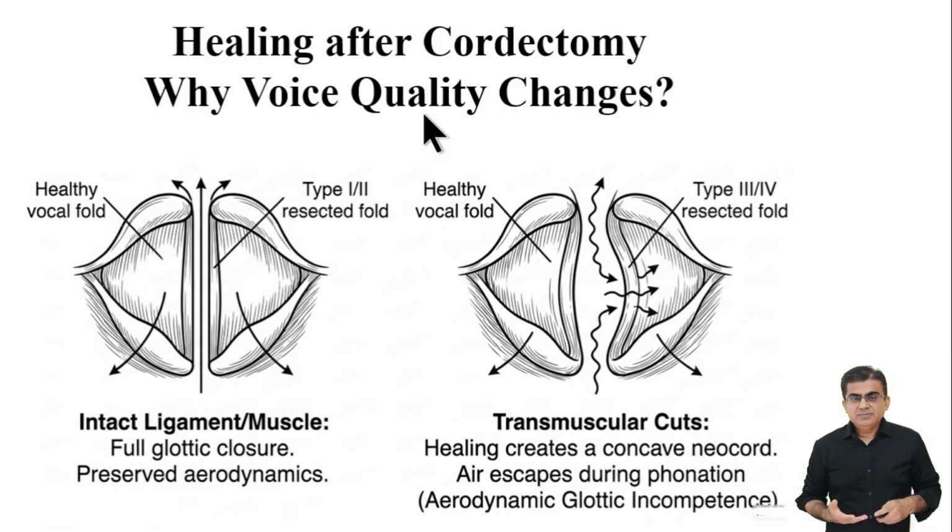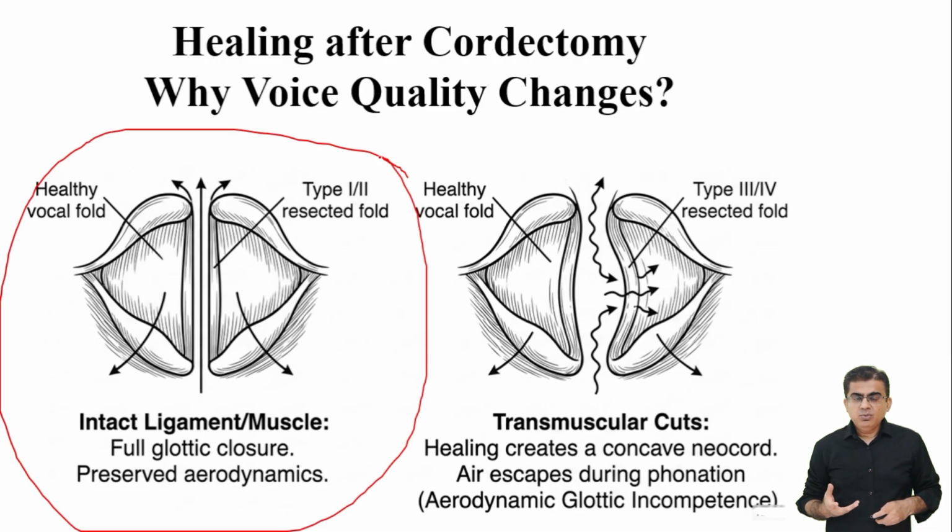Look at these two diagrams. They perfectly show how the healing occurs after our laser cuts. First, look at the diagram on the left side. This represents a patient who had a type 1 or type 2 cordectomy. Because we safely preserved the deep vocalis muscle, the structural bulk remains completely intact. When the patient tries to speak, the vocal cords can still firmly press together. This achieves full glottic closure and perfectly preserves the normal aerodynamics of the speech.